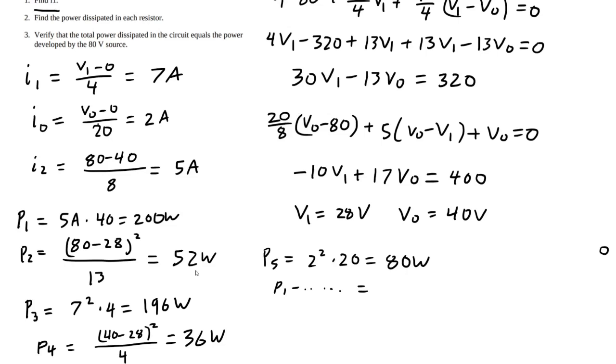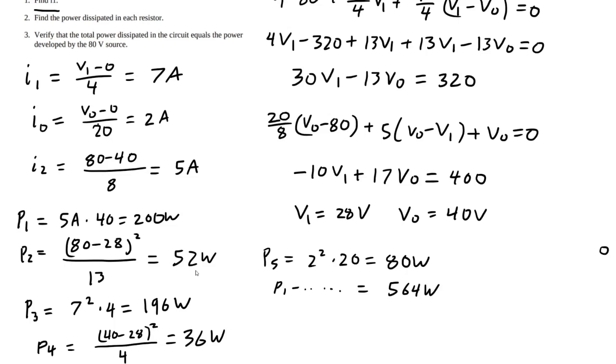Okay. So we have 52. That means the total power dissipated should be 564. Unless I made a mistake again, that should be right. And we want to make sure that the power dissipated equals the total power developed by the voltage source.